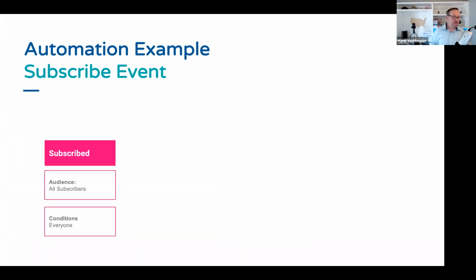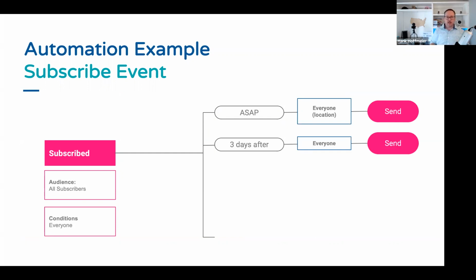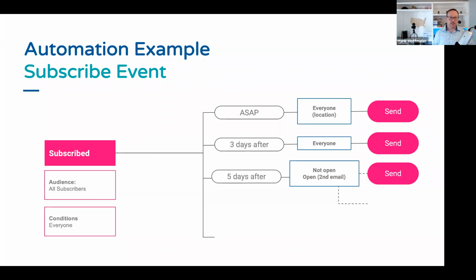A subscribe event. We have somebody that subscribes to a list or fills out a form. What we want to do right away is send that welcome email to everyone to say, hey, welcome, thank you for signing up. Here's what you can expect. And then 3 days later to everyone, you're going to send that other email. And maybe that can be a differentiator email. This is how we're different from our competitors. And then 5 days later, if they didn't open that second email, we can go ahead and resend that second email to get some more opens.